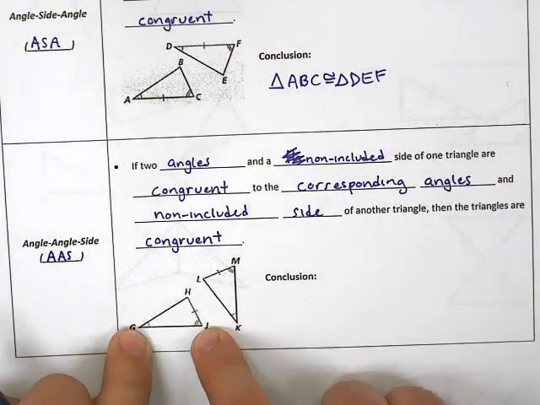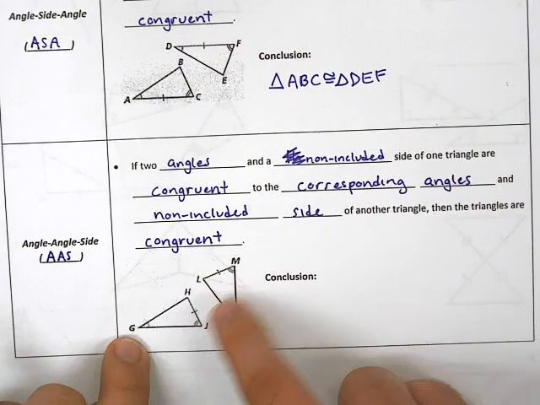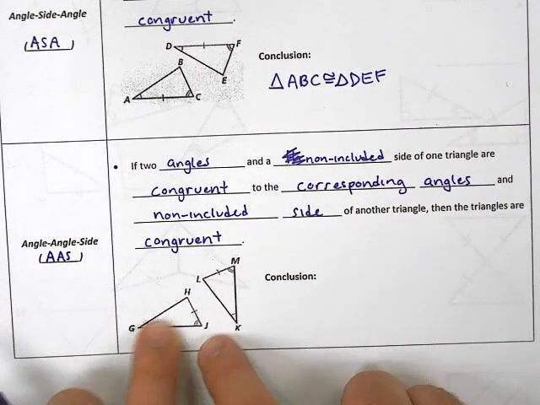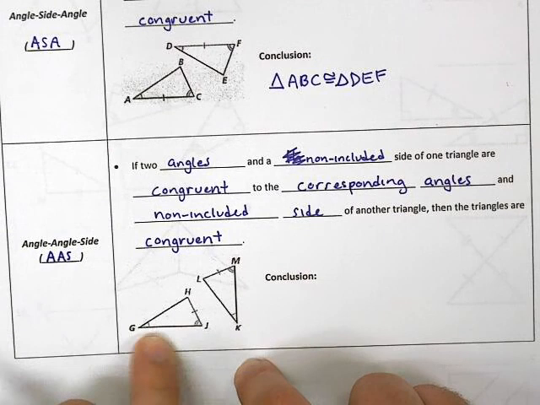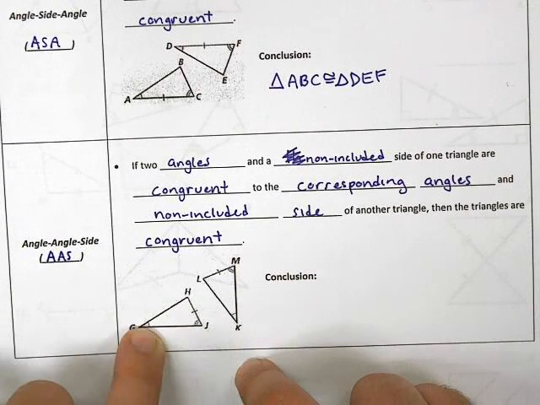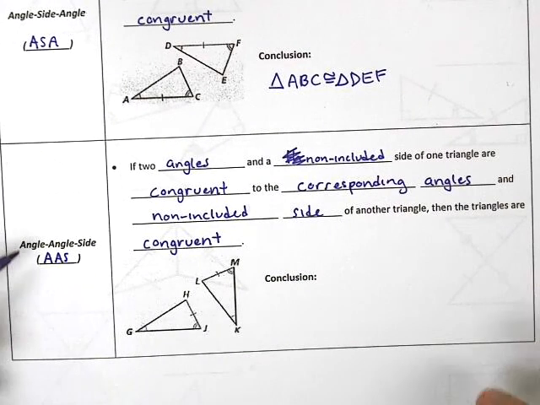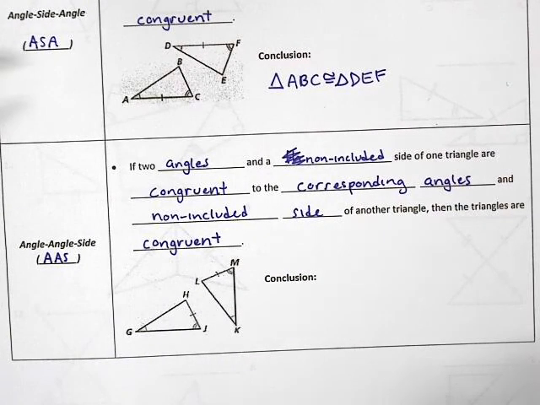Alright, so what do we see here? Well, I have angles, two pairs, right? I have two sets of arc marks, and then I have this side, and notice this side is not between my arc marks. This tick mark is not between my arcs. This tick is not between my arcs. So again, I'm fine here. It's just I have to use angle angle side, not angle side angle. Alright, so here we go.